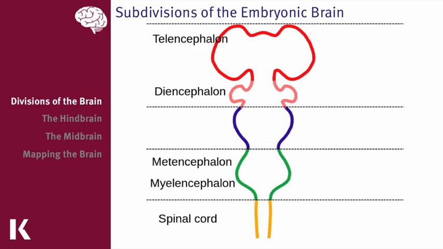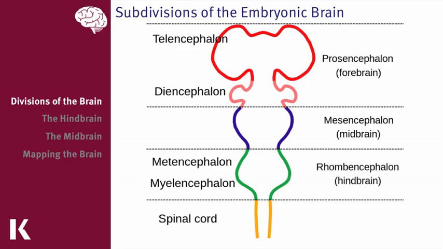This is a diagram of our embryonic brain, and this is a helpful tool because we can see that as our brain develops, there are three main regions. There's the prosencephalon, which is the forebrain, the mesencephalon, the midbrain, and the rhombencephalon, the hindbrain. For the purposes of the MCAT, knowing that it is the forebrain, midbrain, and hindbrain is sufficient.